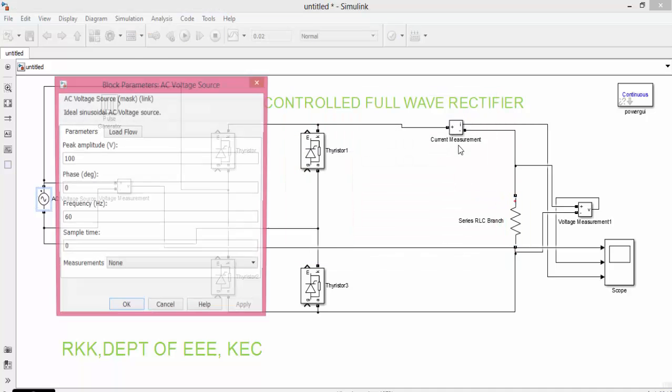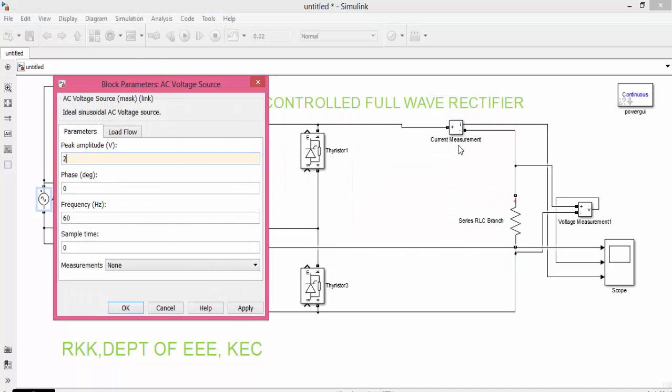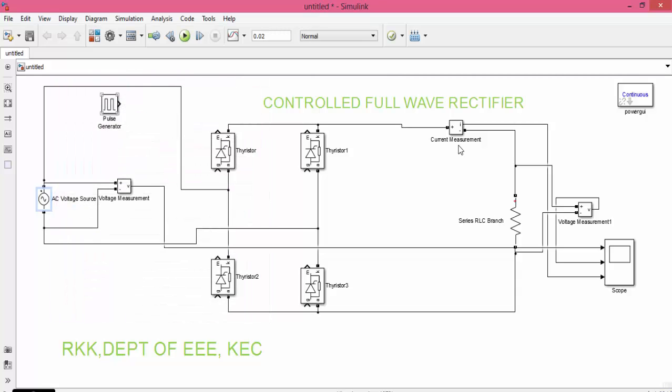Next, let us assign the value. Assign the value of AC source to T. We can assign any value of our wish. Next, connect the pulse generator. Pulse generator to the first gating pulse of thyristor, to second gating pulse, third gating pulse, and fourth.